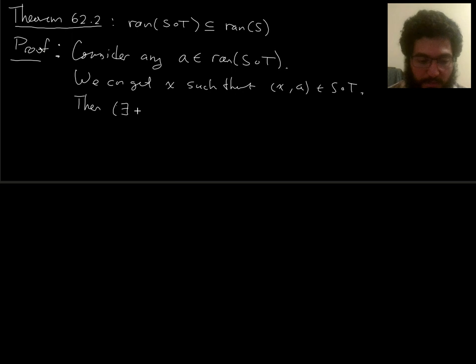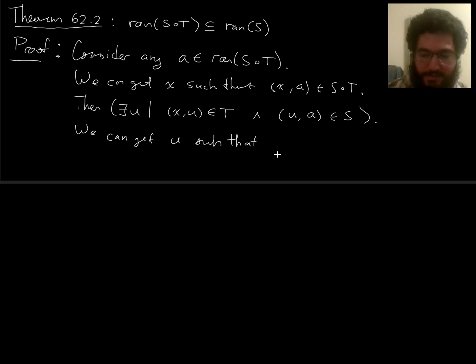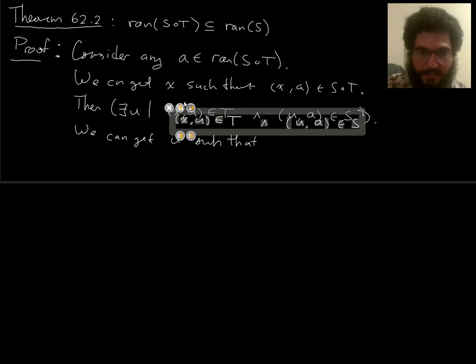There is some, and what should we call our middleman? Let's call it U. There is some U such that X comma U is in T, and U comma A is in S. So now existential instantiation. We can get U such that, and then let me be a little bit lazy. Do that.